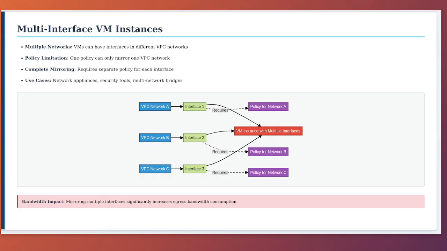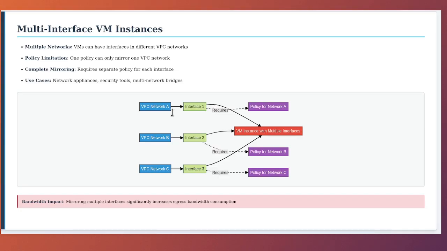In the diagram on your screen, we see a virtual machine instance with multiple interfaces at the center. This instance has 3 network interfaces, each connected to a different VPC network. On the left, interface 1 connects to VPC network A. At the top, interface 2 connects to VPC network B. On the right, interface 3 connects to VPC network C. Each interface has its own IP address and routes traffic for its respective network.